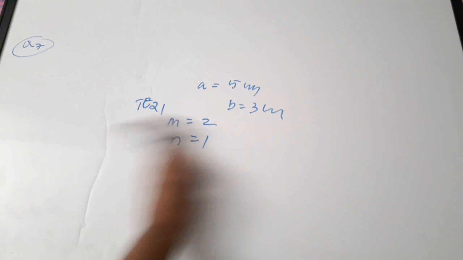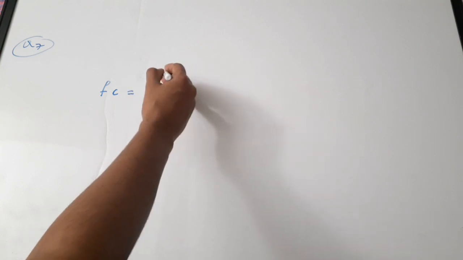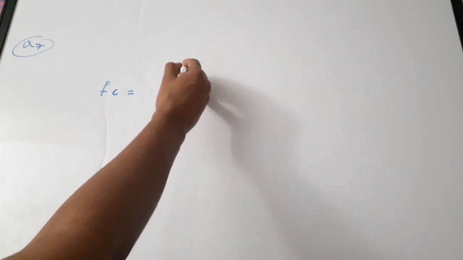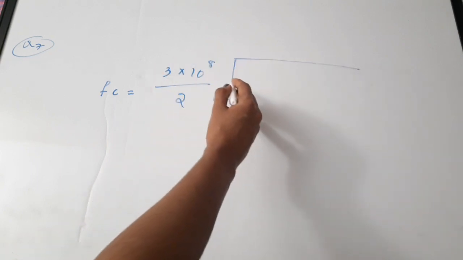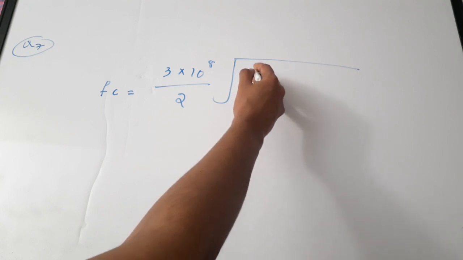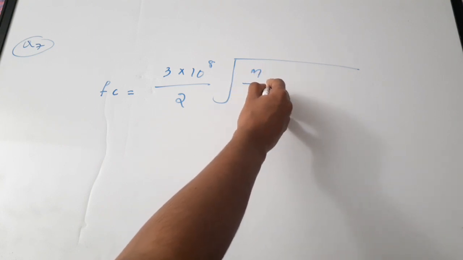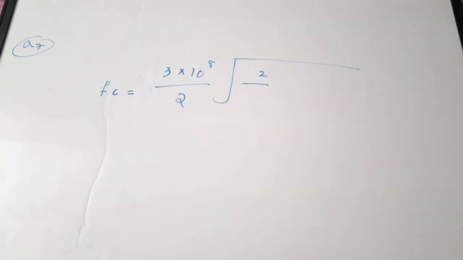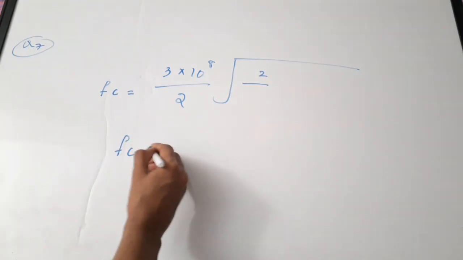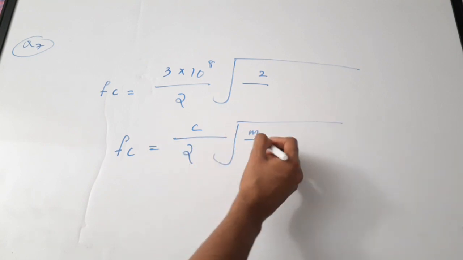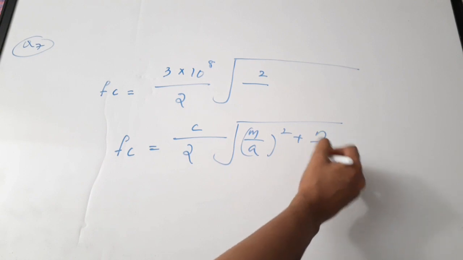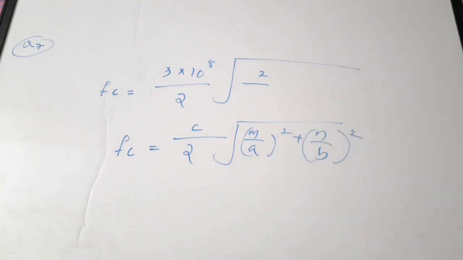Okay. So I'm going to apply the equation here. Cutoff frequency Fc is equal to C by 2. C is 3 into 10 raised to 8 by 2. Then square root of M by A. M is 2. I'll write first the general equation. Okay. So in order to avoid confusion, I'll write the equation. M by A square plus N by B square. Okay, so this is the relation.